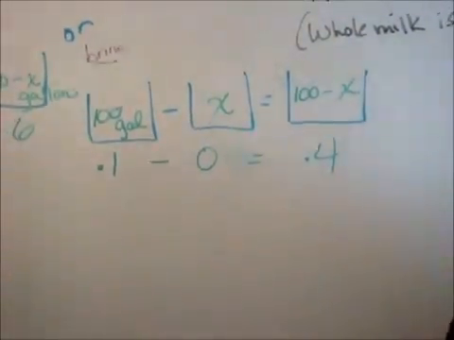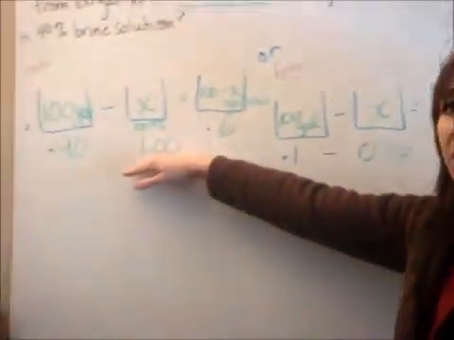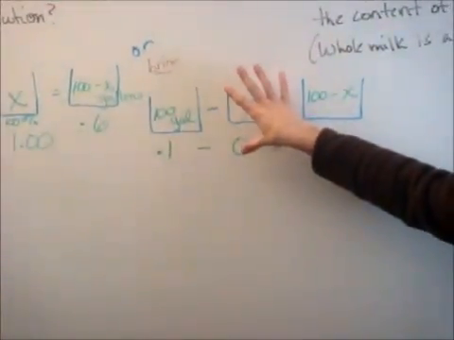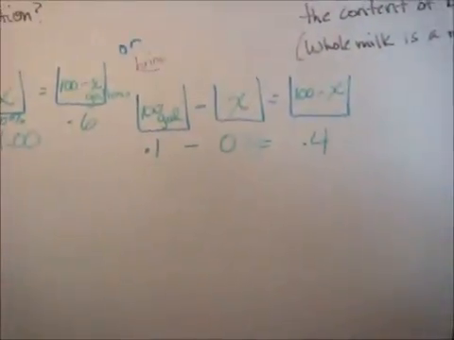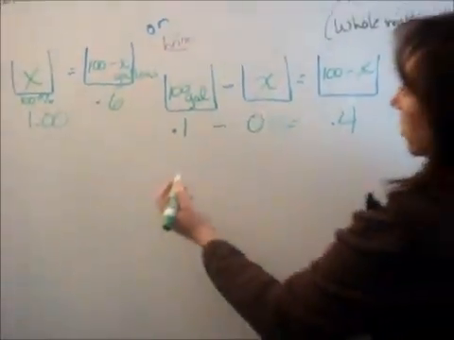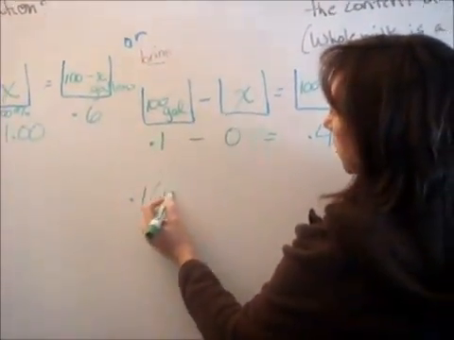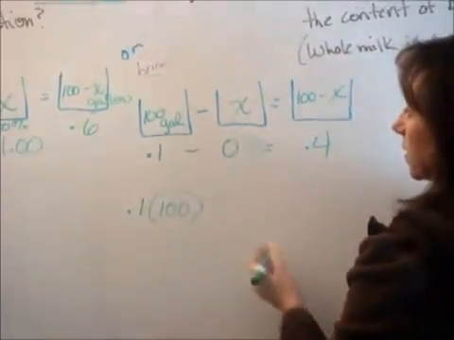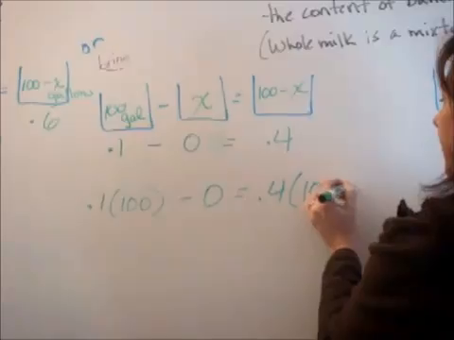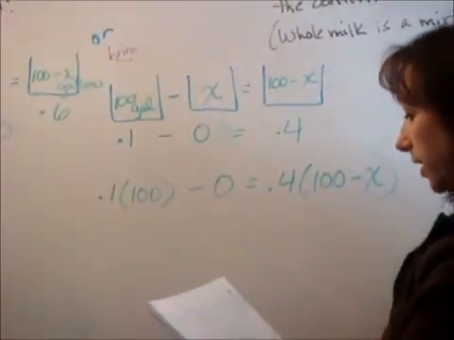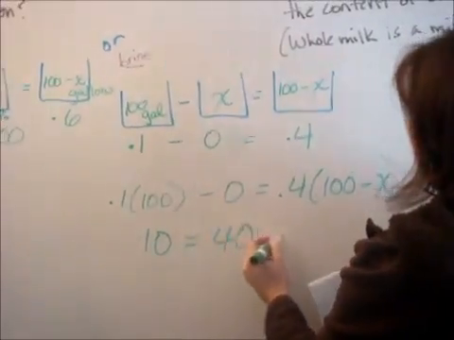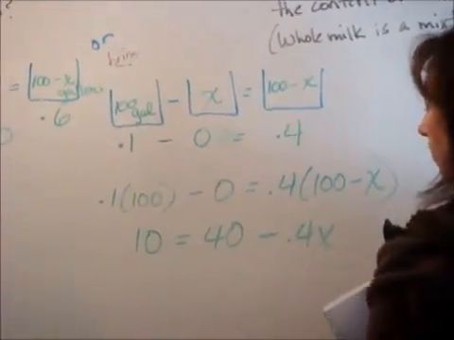The difference between these two is this one is water, we're subtracting off water, and this is 100%. But here we're subtracting off brine, which is 0%. That's a little confusing. If this one makes more sense, just go with this one. So we're just going to take 0.1 times 100. That's just going to be minus 0. Equals 0.4 times 100 minus x. And so we're going to get 10 equals 40 minus 0.4x.